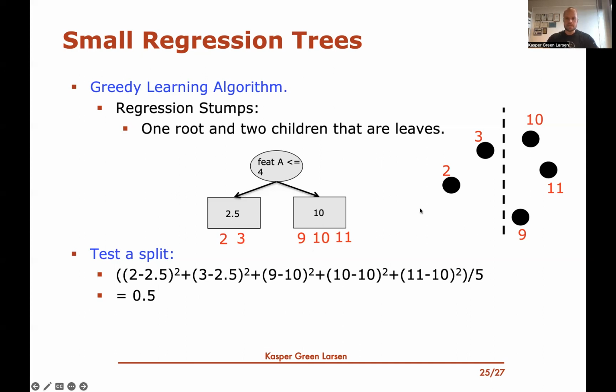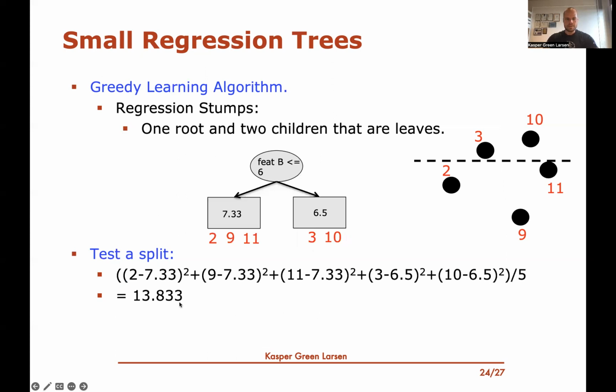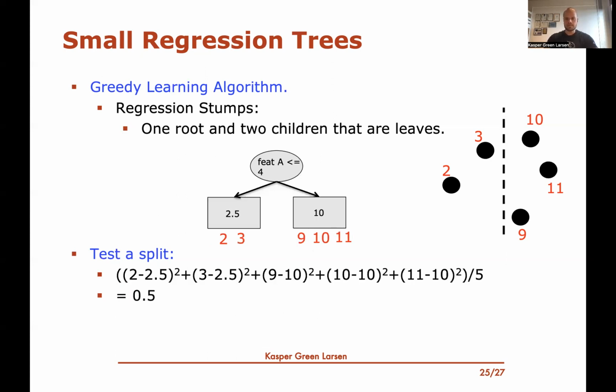Okay, so the least squared loss for this split is a half, whereas the previous split that we saw had 13.833 as its loss, right? So clearly this is a better split with respect to this loss function. And this is the corresponding tree, right? So this is the best split you can create. Of course, you have to test all of them, but clearly this is the one that's going to be the best. Okay, so this is how we can now build these regression trees.